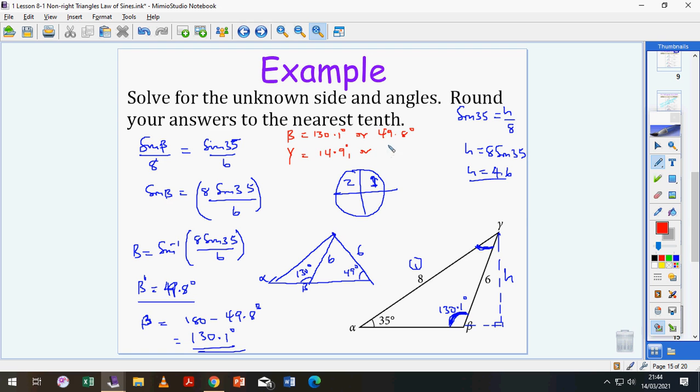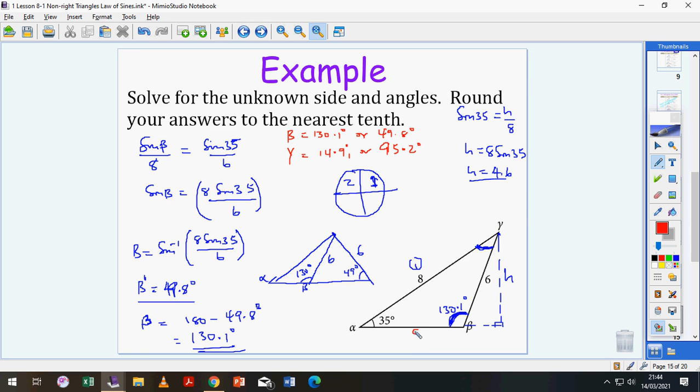So yeah, that's it. These are the two possible values of beta and the two possible values of gamma. Now, the other thing I haven't calculated is the two possible values of the third side. Let me call this side C. The two possible values of that third side C. I think I'm going to leave that task with you because that's something you are capable of doing.